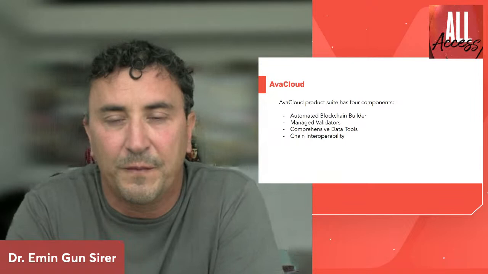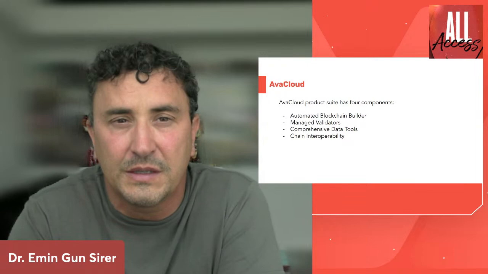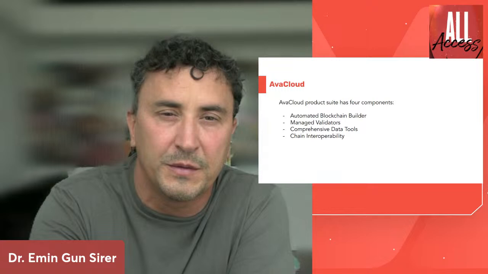There are four components. There is an automated blockchain builder. So you bring together your chain, you put together the various services you want to have on it on Genesis, and then it gets launched. Kind of like, as I mentioned, the ABIs on top of AWS. You put together the services that you want and the initial parameters for the chain.